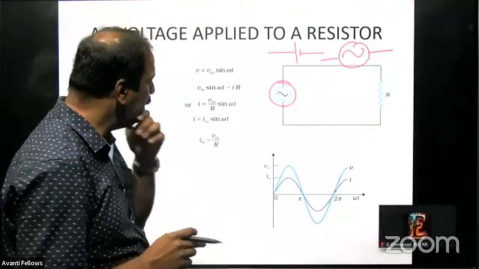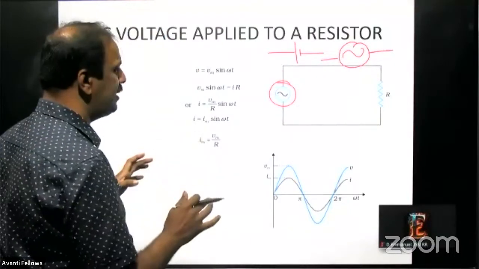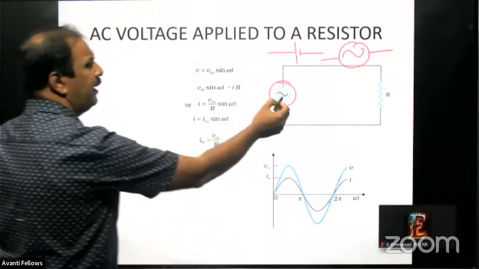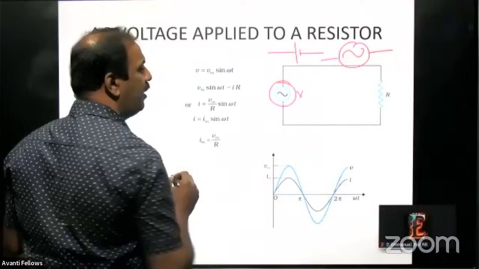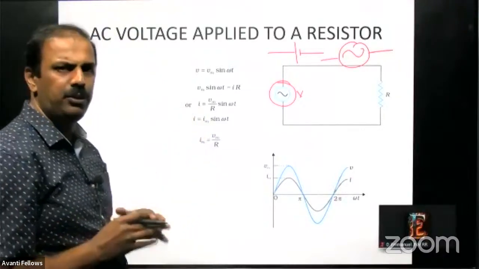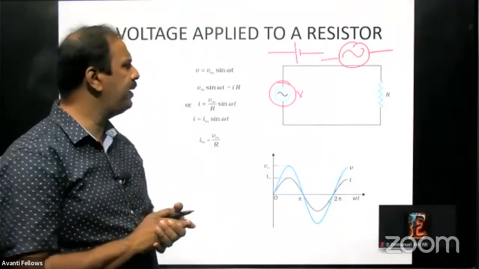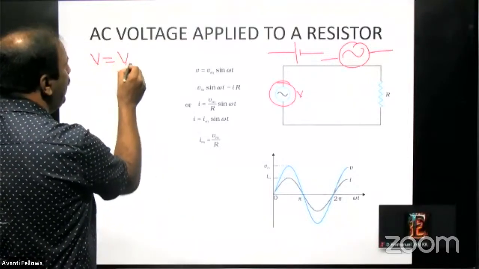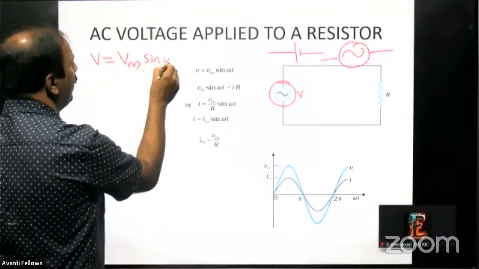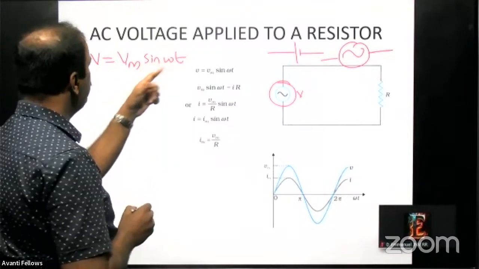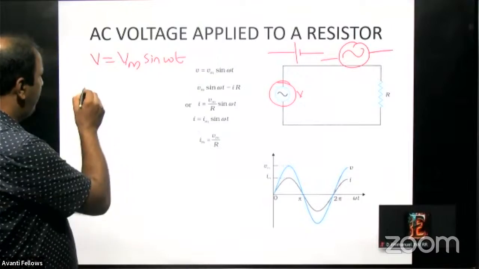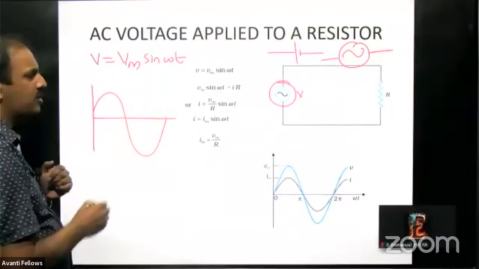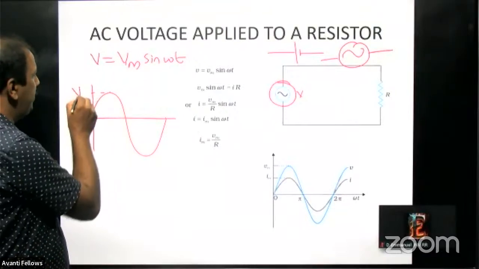Now AC, if you first consider AC as a wave, we can write the AC produced by this as V. V means it is varying with time. You know, AC means it is varying with time. So this V is given by V is equal to Vm sine omega t. Our AC wave is like this. This maximum is called Vm.